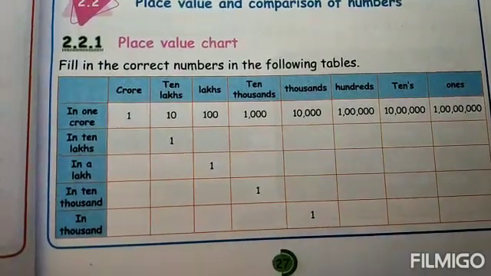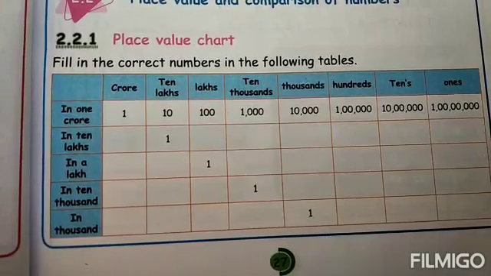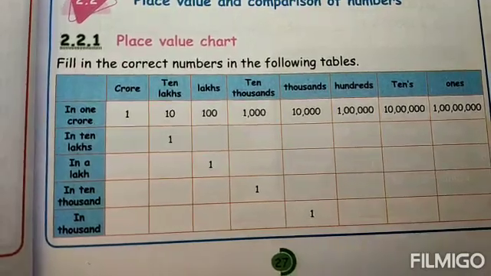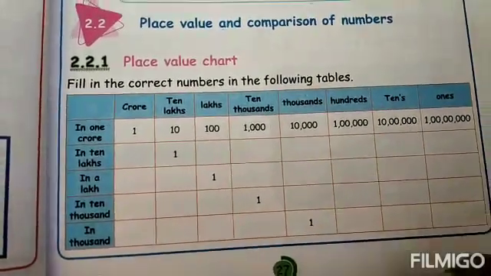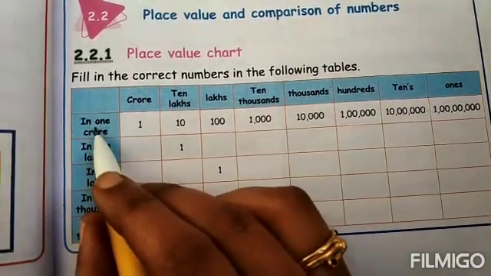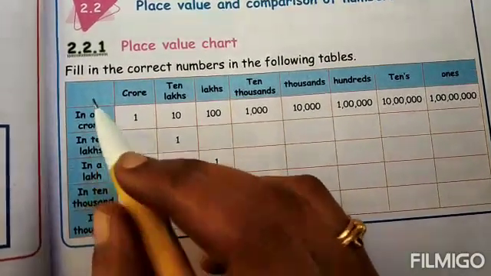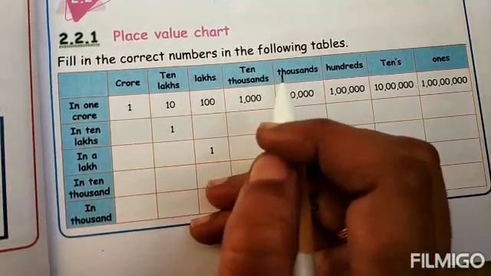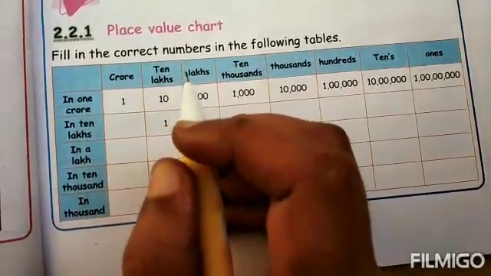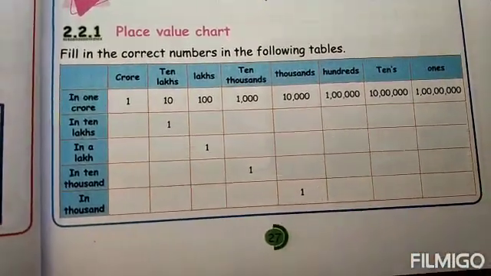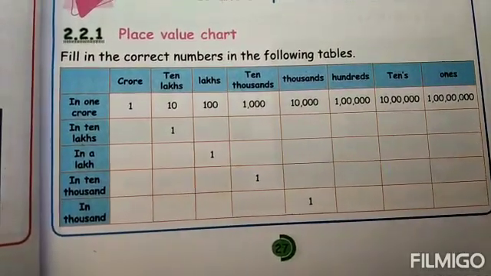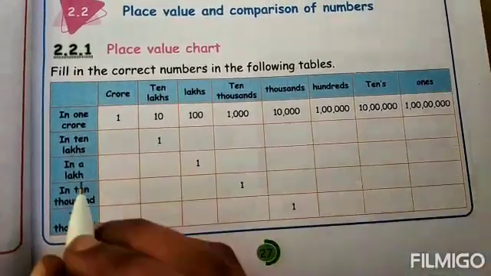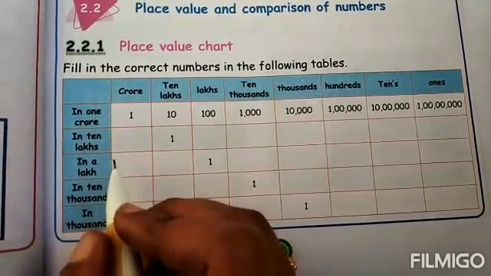Good morning, children. Today in our math class, we'll see the place value chart and how to fill the numbers in the following tables. Okay, so see here. In 1 crore, we have seen already how many ones will be there, how many tens will be there, how many hundreds will be there. In that, by standing in that position, how many 1 crore will be there in ones, tens, hundreds, thousands, 10,000s, lakhs, all those things we have seen. Yes or no, children? Yes. So today we'll fill the correct numbers in the tables.